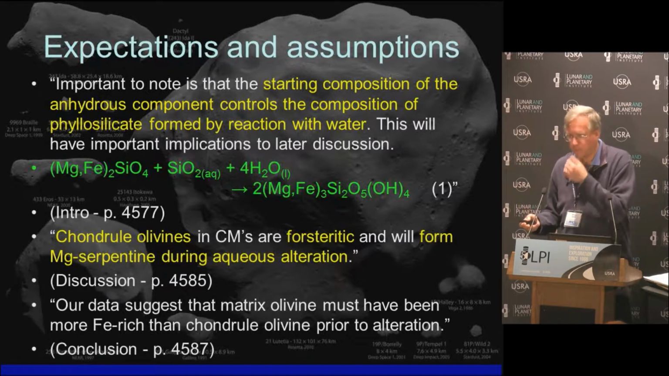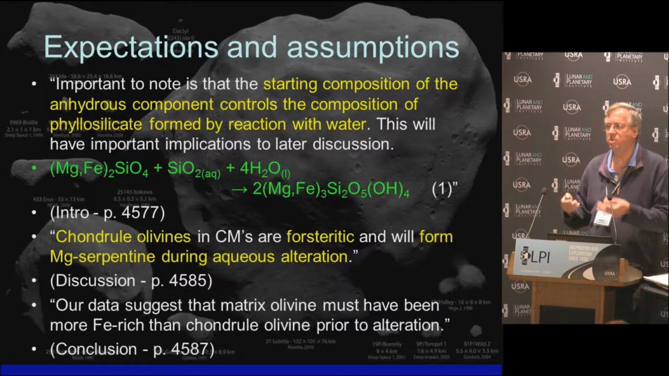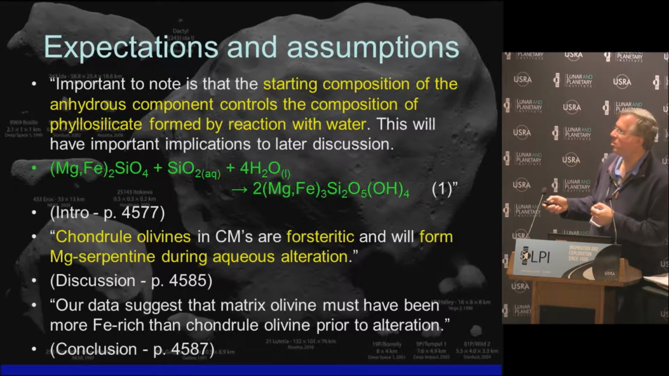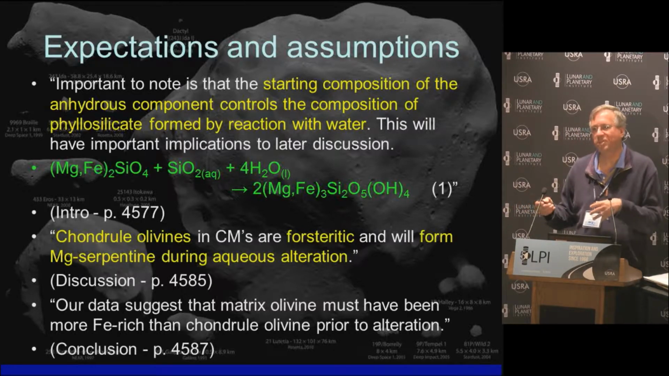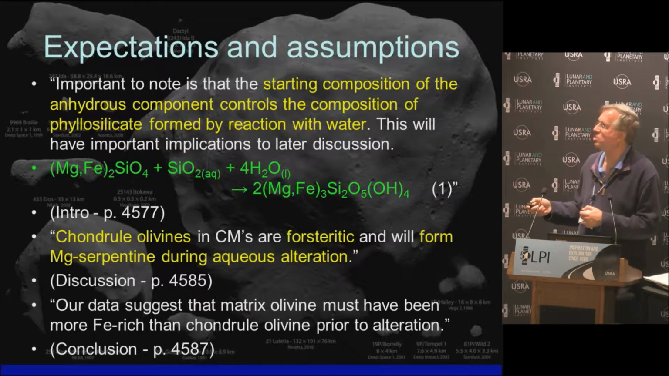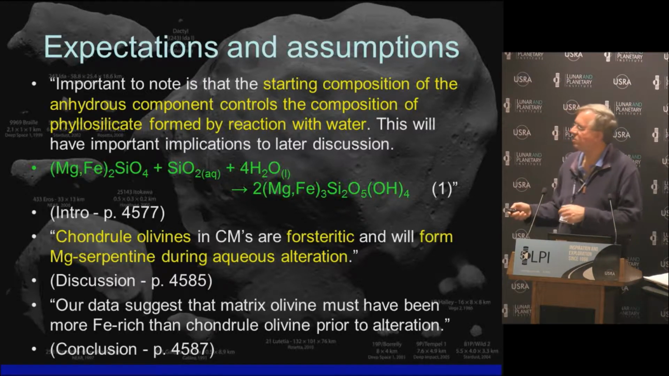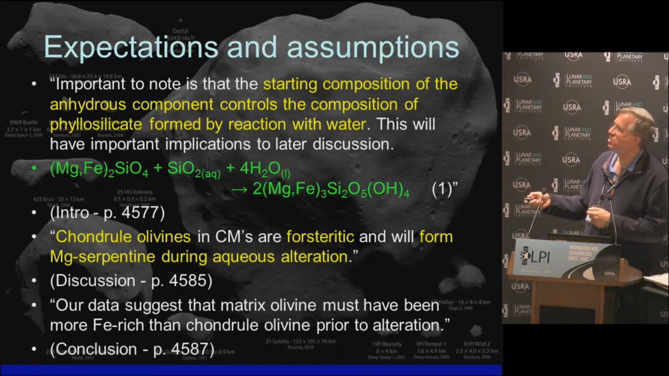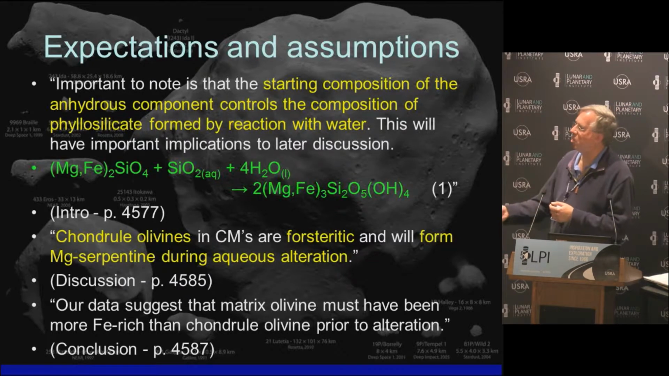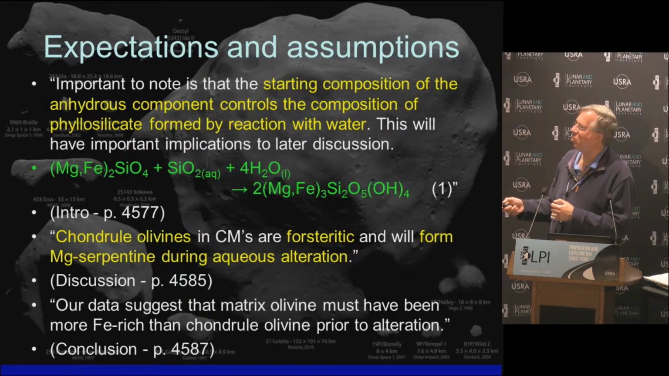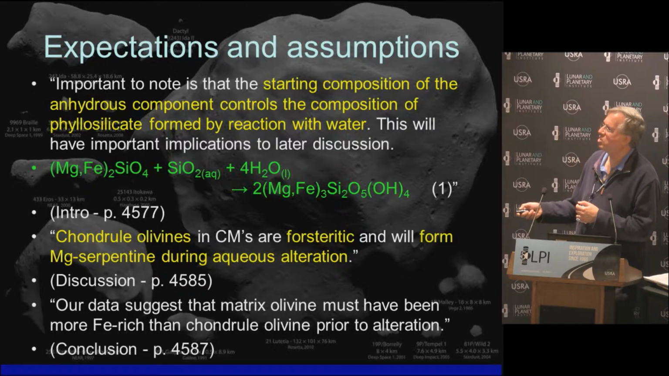Remarks have been made, John Rummel in particular made remarks about going into certain situations with certain expectations. And so here are some quotes from a paper. I don't want to pick fights, so I won't cite the paper and name the authors, but these are direct quotes about what is expected, what is assumed in going into some of these studies. There's a sentence to the effect that the starting composition of the anhydrous component, in this case the olivine, controls the composition of the phyllosilicate formed by reaction of water. All right, and there's the reaction that they publish, a generalized formula for olivine with a generalized formula for serpentine.